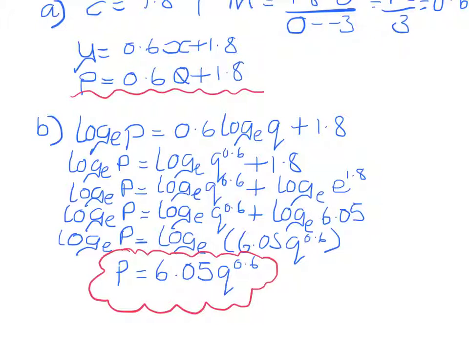However, I'm going to check the wording again on the question, and it asks me to identify the values of A and B. So I'm just going to pull those out there. I'm going to say A equals 6.05 and B equals 0.6.